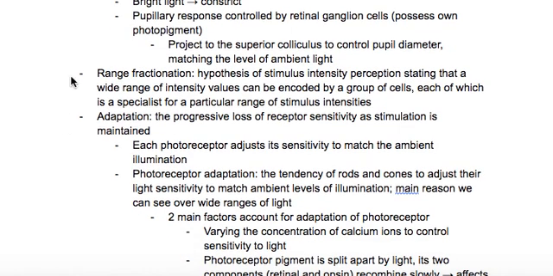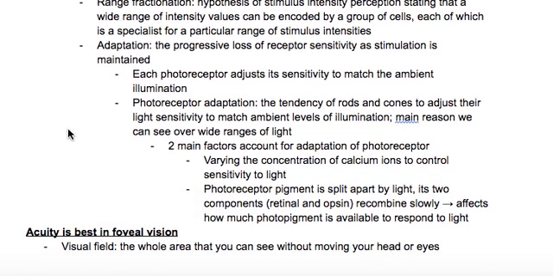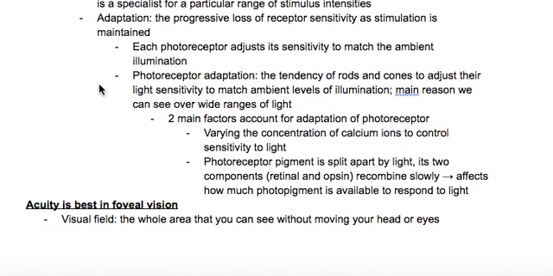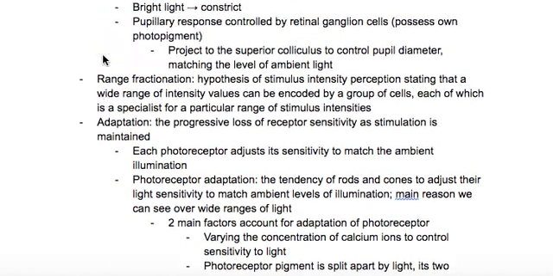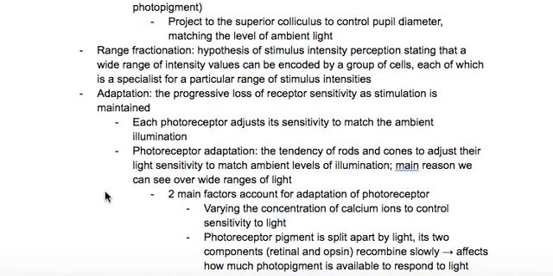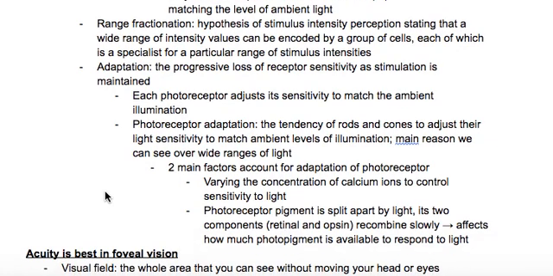The next way is through range fractionation, which we discussed earlier, which is a lot of cells working in parallel to respond to different intensities of light so that there's a lot working at the same time. The last is adaptation, which is a progressive loss of receptor sensitivity as a stimulus is maintained. Each photoreceptor adjusts its sensitivity to match the ambient illumination, similar to the pupillary response. Photoreceptor adaptation specifically is the tendency of rods and cones to adjust their light sensitivity to match ambient levels of illumination. This is the main reason we can see over wide ranges of light.